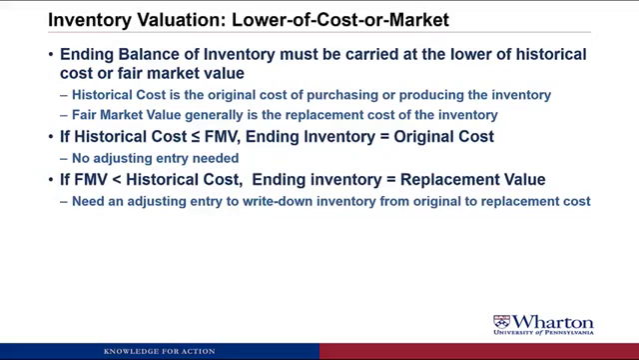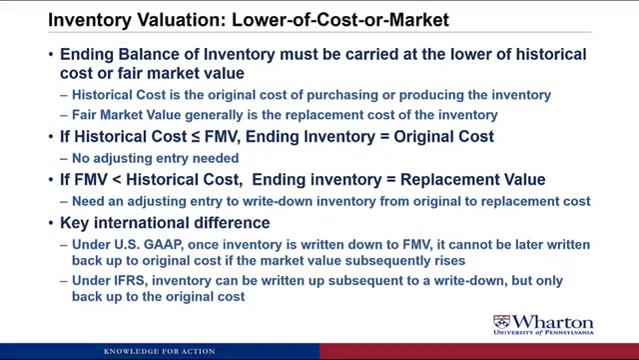If the fair market value, though, is below historical cost, then we have to write the ending inventory down to its replacement value. So we're going to need an adjusting entry to do that, and the adjusting entry will be debit cost of goods sold and credit inventory. The credit to inventory reduces it from original cost to this replacement value, and then the debit shows an extra expense on the income statement for the write-down.